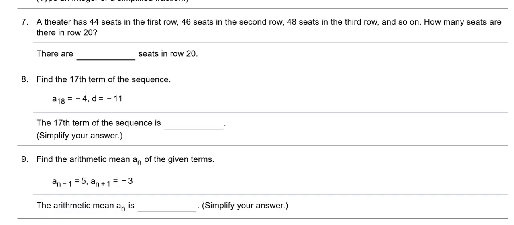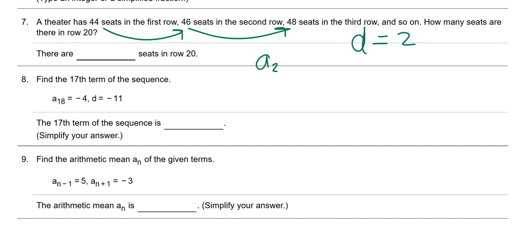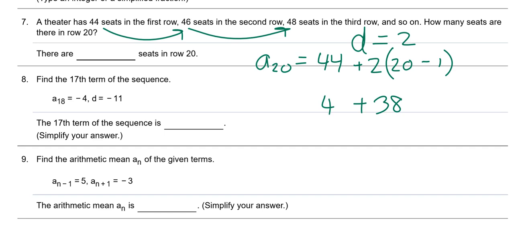Okay, so question 7. A theater has 44 seats in the first row, 46 in the second, 48 in the third, and so on. So the common difference, right, as you're going from one to the next, is easy to see that it's a 2. How many seats are there in row 20? So we want to know the 20th row. So we have the first row plus the common difference between rows times 20 minus 1. So let's see here, that's 19 times 2, that's 38, plus 44, so we end up with what, 70, 82.